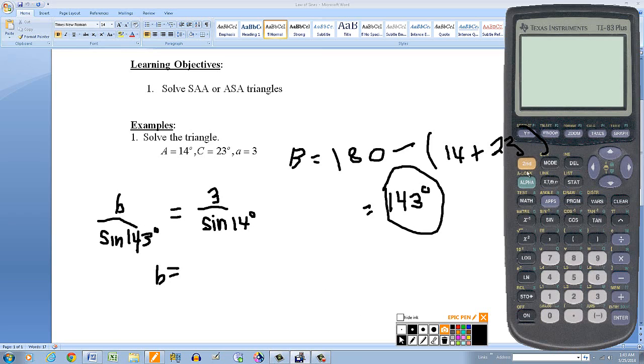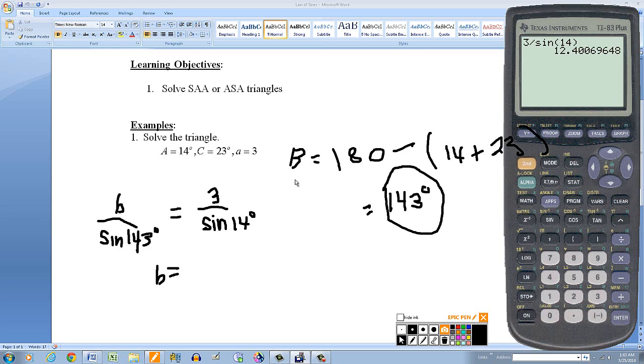So use your calculator, and obviously the answers here are given in degrees, so I always want to check what your calculator is set to. So this one is set to degrees, so I'm okay. And then I'm just going to say it's going to be 3 divided by the sine of 14, close parentheses. So I'm doing this side first.